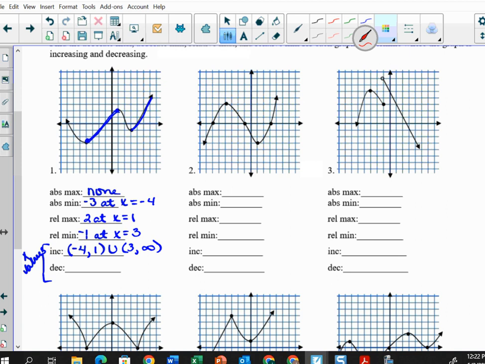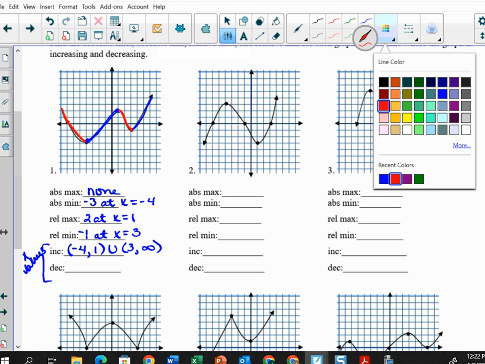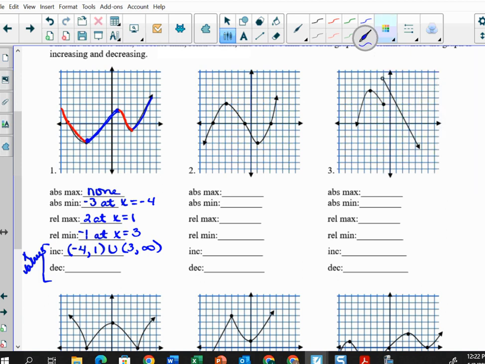So then the downhill parts of the graph, I'm putting in red. So again, x values, the very left is -infinity up to -4, good. And then again from 1 to 3, yes. 1, 2, 3.